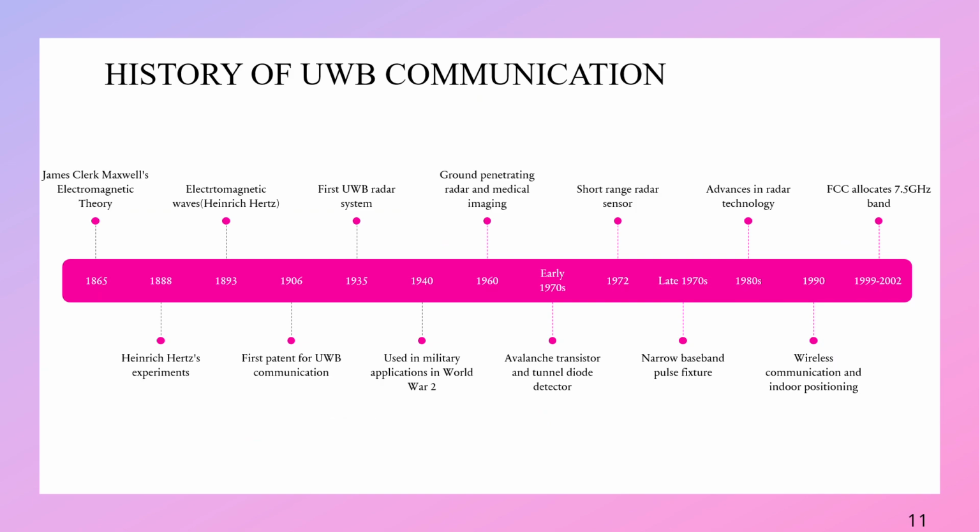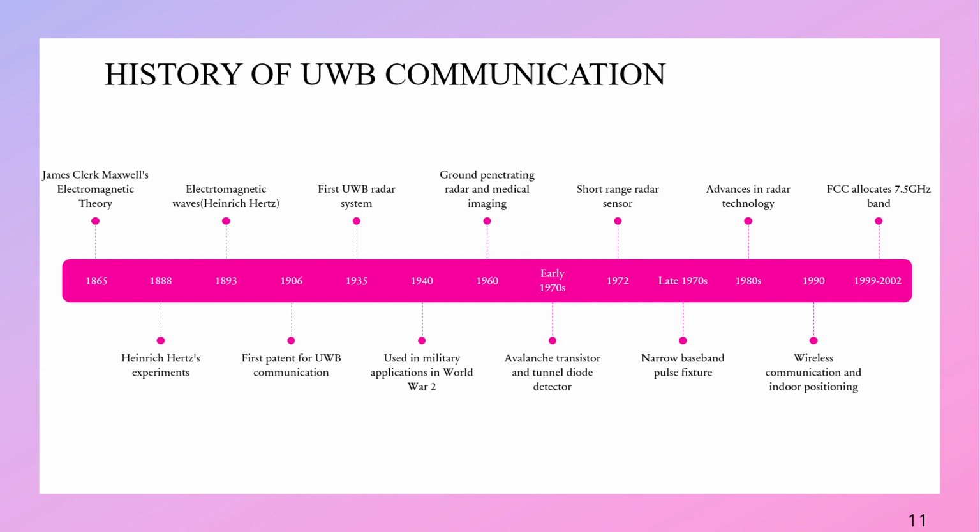It first started in 1865 with James Clerk Maxwell's electromagnetic theory. Then in 1888, Heinrich Hertz's experiments, and in 1893, electromagnetic waves of Heinrich Hertz, and in 1906, the first patent for a UWB communication system filed by Lee De Forest, and in 1935, the first UWB radar system developed by the British military. In 1940, UWB technology was used in various military applications in World War II.